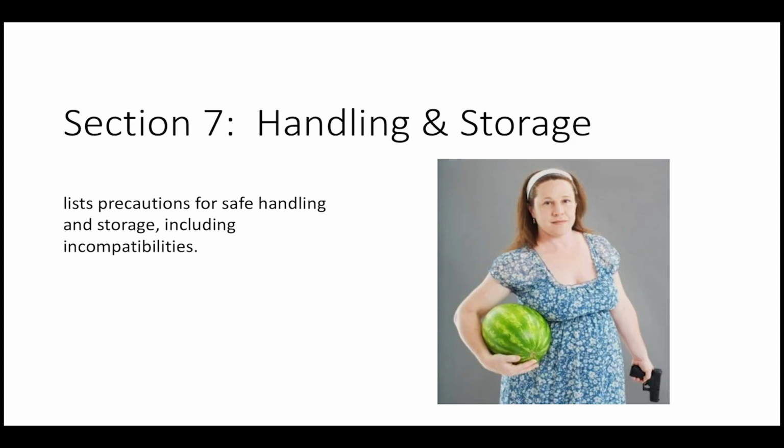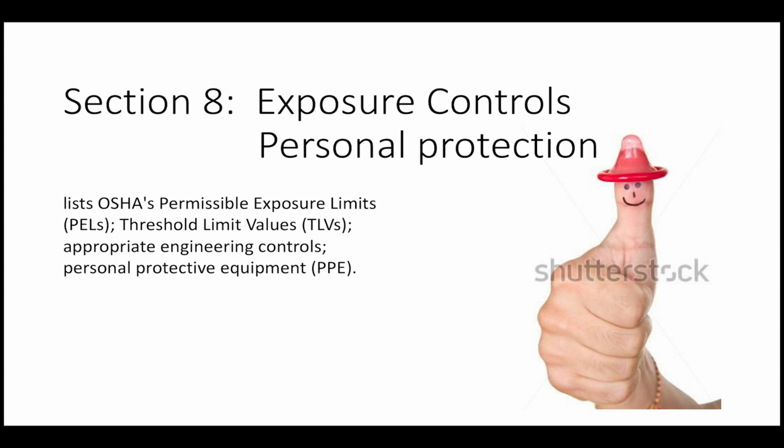Section 7, handling and storage. Lists precautions for safe handling and storage, including incompatibilities. Section 8, exposure controls, personal protection. So this is the section where they list OSHA's permissible exposure limits, threshold limit values, appropriate engineering controls, and personal protective equipment. So in short, you're going to be exposed to these things, but at what point does it turn dangerous? And they should let you know.